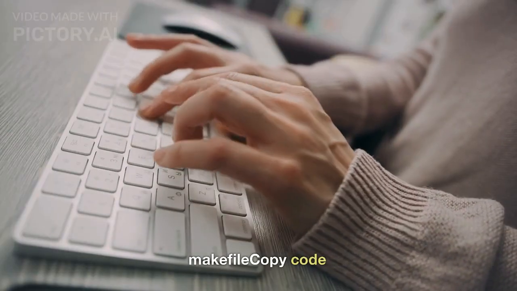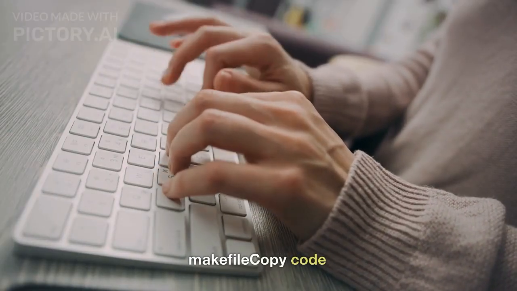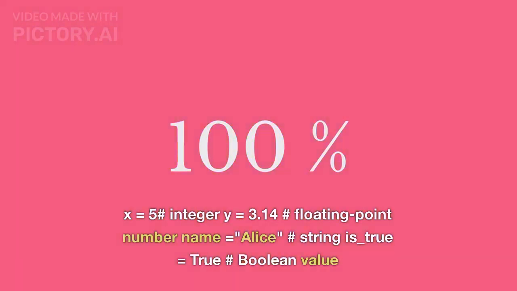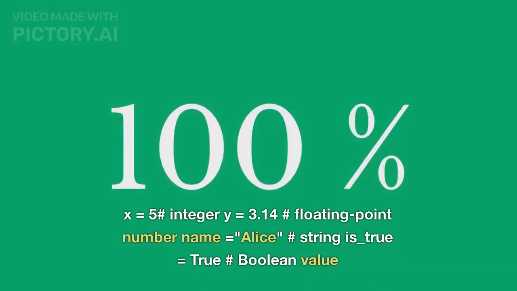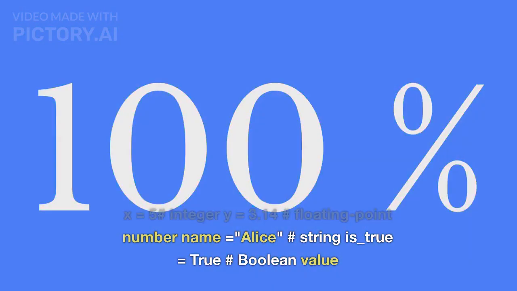x = 5 # integer, y = 3.14 # floating point number, name = "Alice" # string, is_true = True # Boolean value.